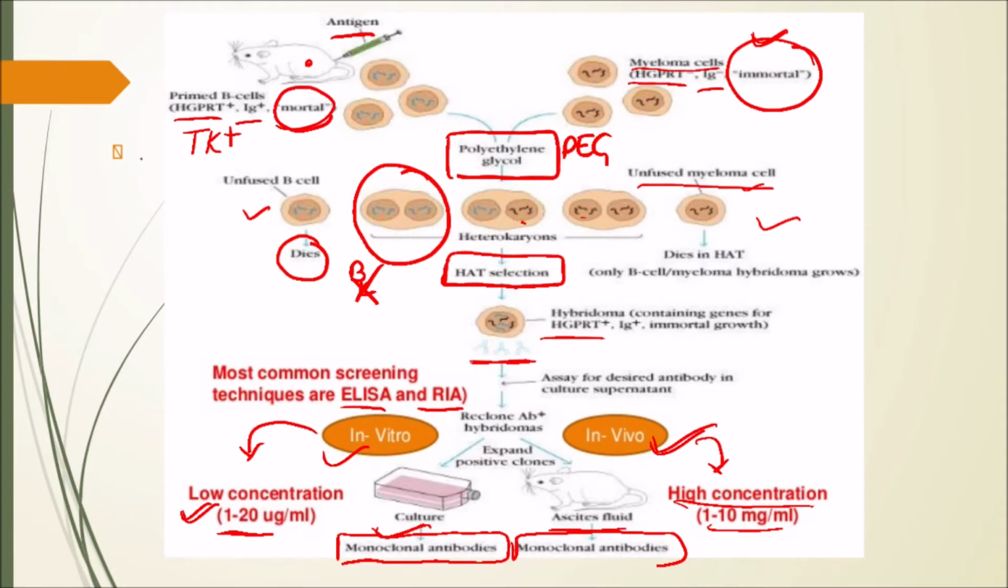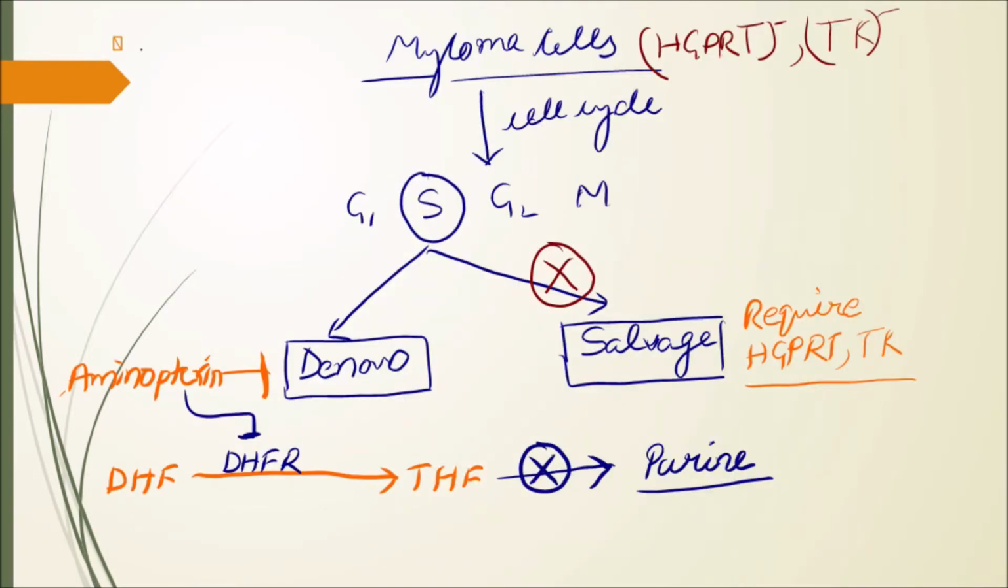I will discuss why the myeloma cell will not survive in HAT medium. As I said, these myeloma cells are HGPRT negative and TK negative during their cell cycle, that is G1, S, G2, M.